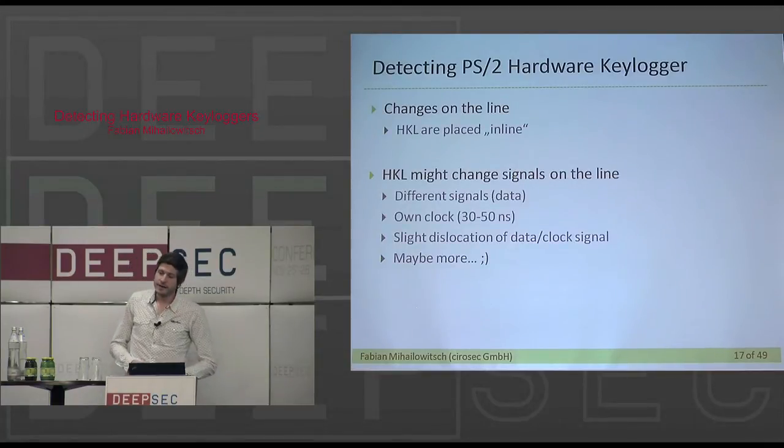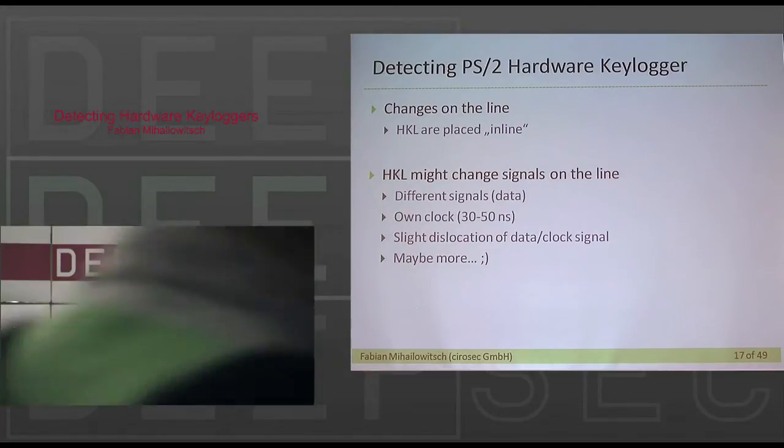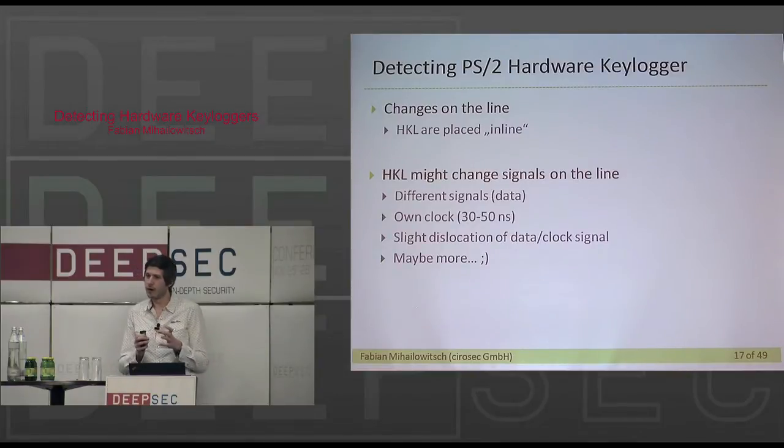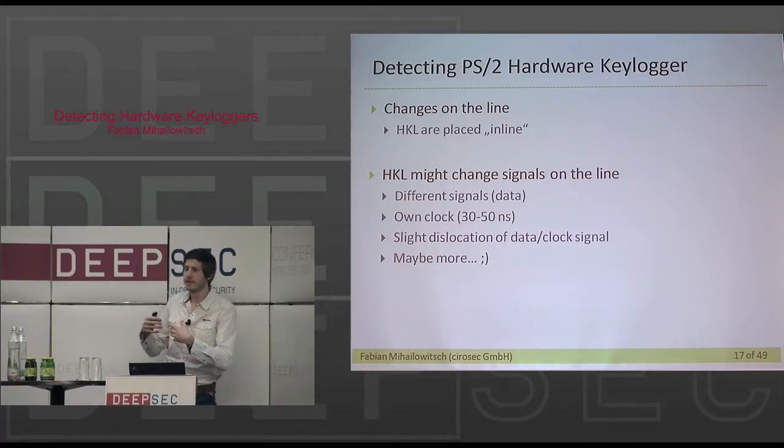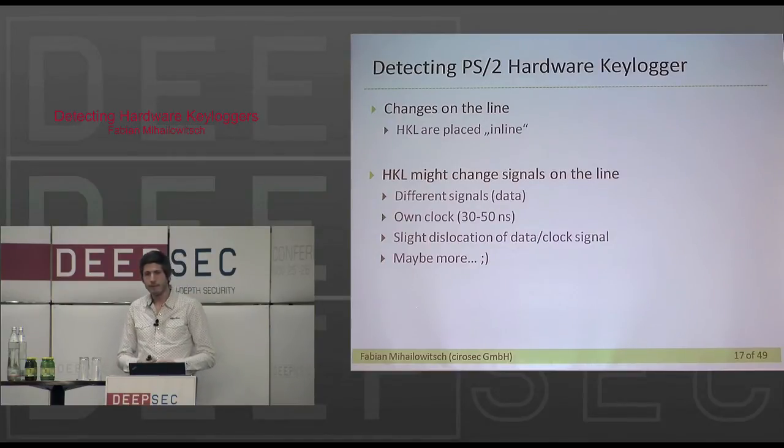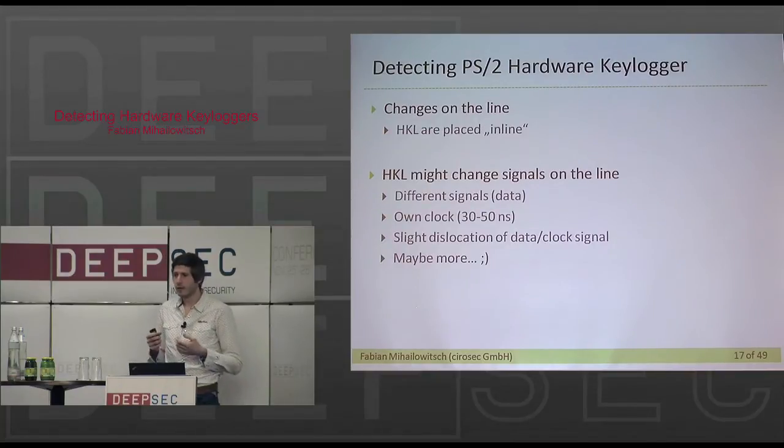Okay, the next idea I had was maybe there are changes on the data line. Since the hardware keylogger is actually placed in line, it might change the signaling on the line, which would result in a different data set, which is seen or retrieved on the KBC side. Maybe there's its own clock, since it gets the data and passes it on, and the clock is defined by the keyboard and can be between 30 and 50 nanoseconds. Maybe it just does its own transmission with another clock. Maybe the data and the clock signal are dislocated in some way, or any other stuff you actually can see.